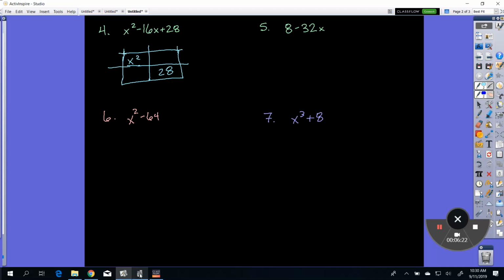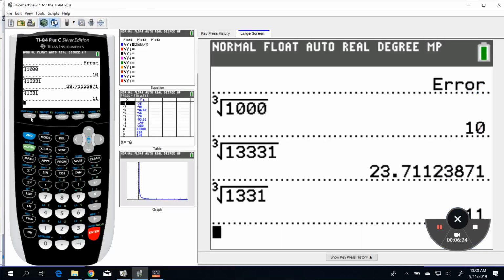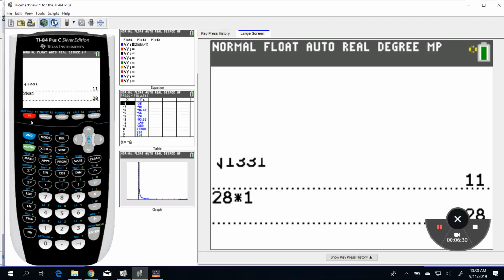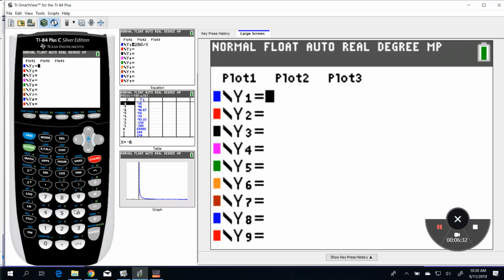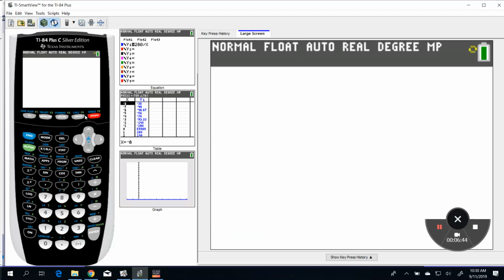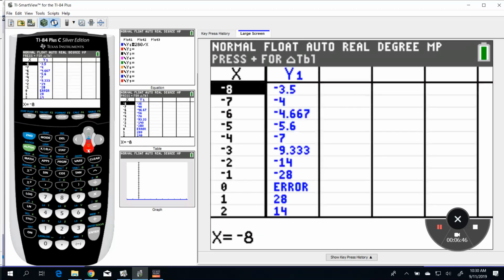And remember, you can go to your calculator. So 28 times 1 is 28. But you go to y equals and you go 28 divided by x. And then to get to the table, since it's in blue, you hit the second, because anything in blue you hit the second to get to. So second table, and this tells me all the things that multiply to be 28.